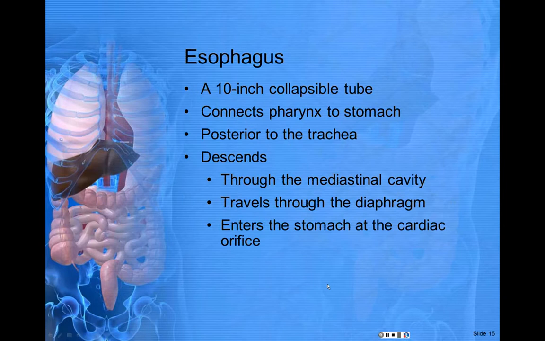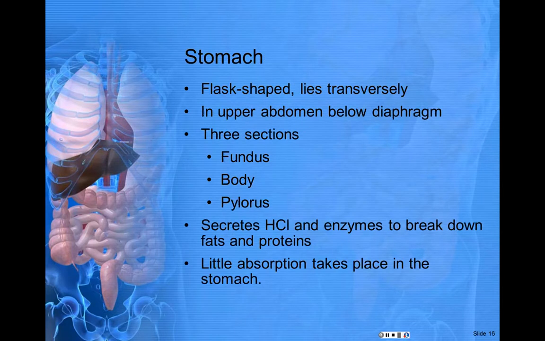The esophagus connects the pharynx to the stomach, and it descends through the mediastinal cavity, travels through the diaphragm, and enters the stomach at the cardiac orifice. The stomach is a flask-shaped organ that lies transversely across the abdomen. It is in the upper abdomen below the diaphragm. There are 3 sections of the stomach: the fundus, the body, and the pylorus. The stomach secretes hydrochloric acid and enzymes to help break down fats and proteins. Little absorption of nutrients takes place in the stomach.